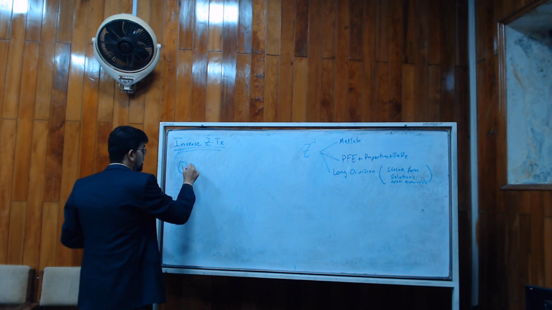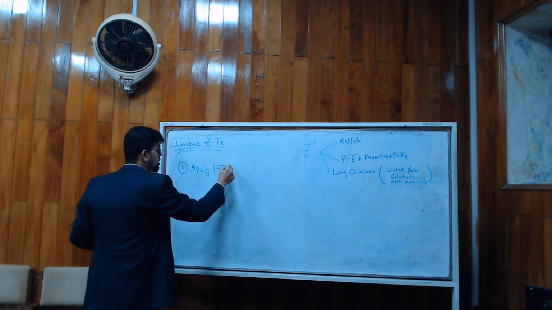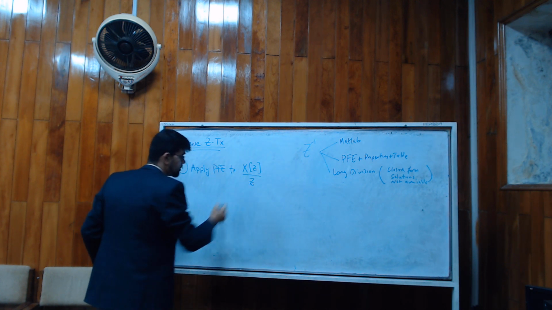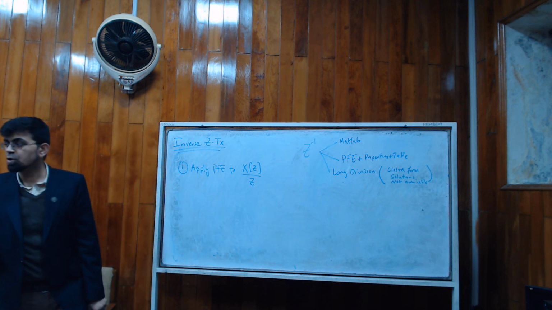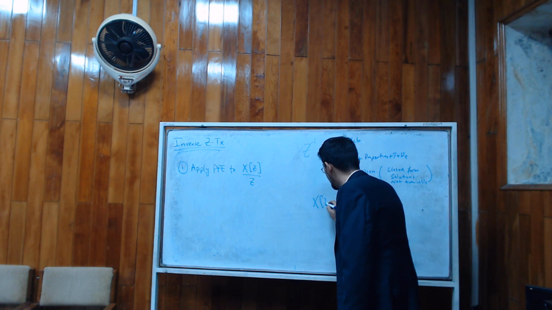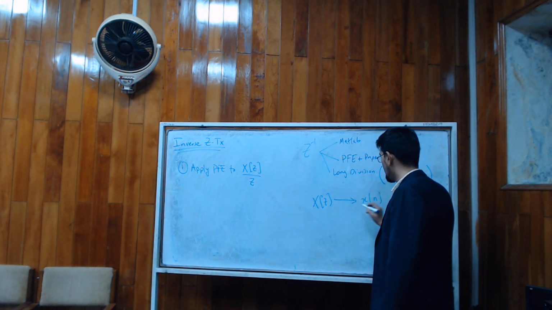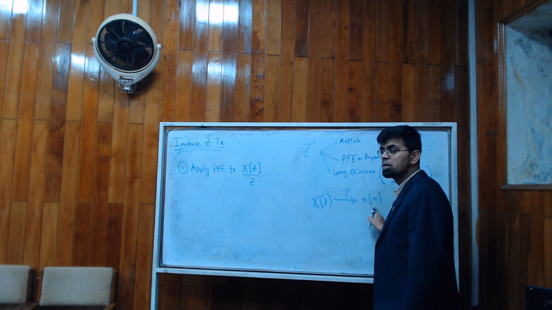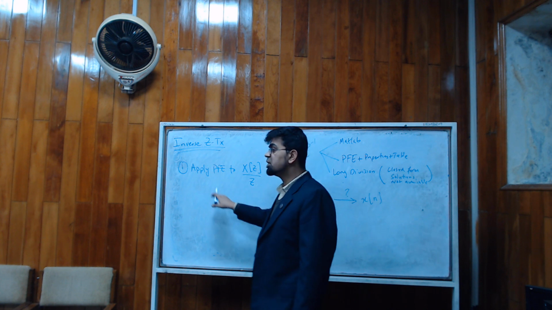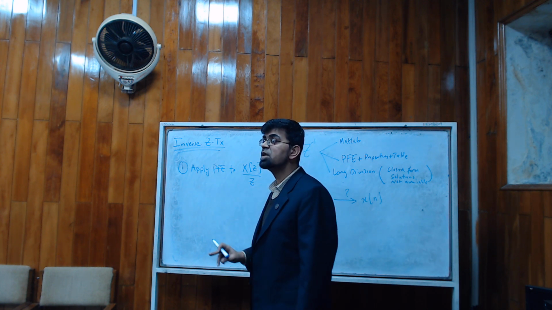Firstly, this is the first step we do: apply PFE to X(z) over z. So your goal now in inverse Z transform is what? You have X(z) and you want to find x(n). This is what you're looking for. So first thing you will do is apply partial fractions to X(z) over z.